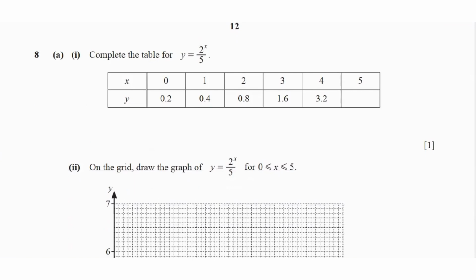Question 8 says, complete the table for y equals 2 to the power of x over 5. So y equals 2 to the power of 5 over 5, which is going to give us 6.4. That's the answer.